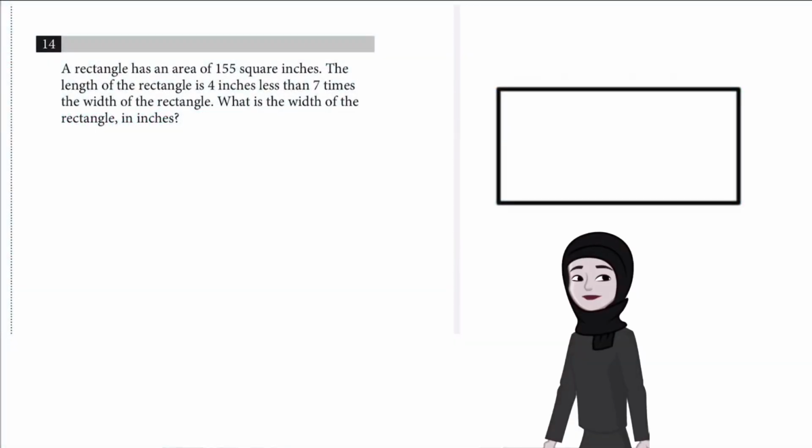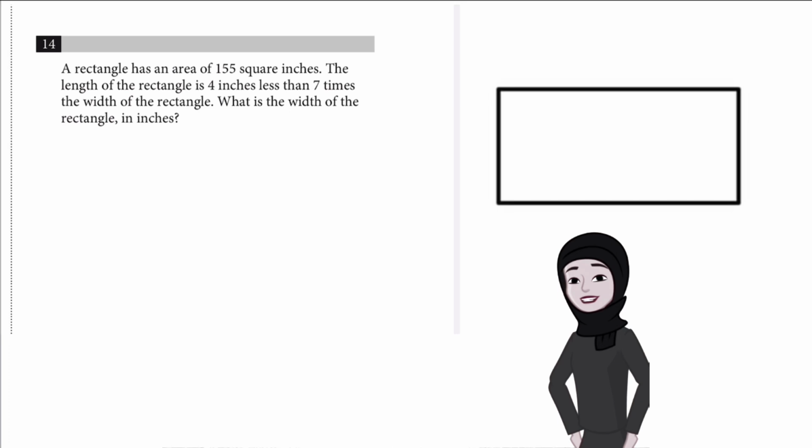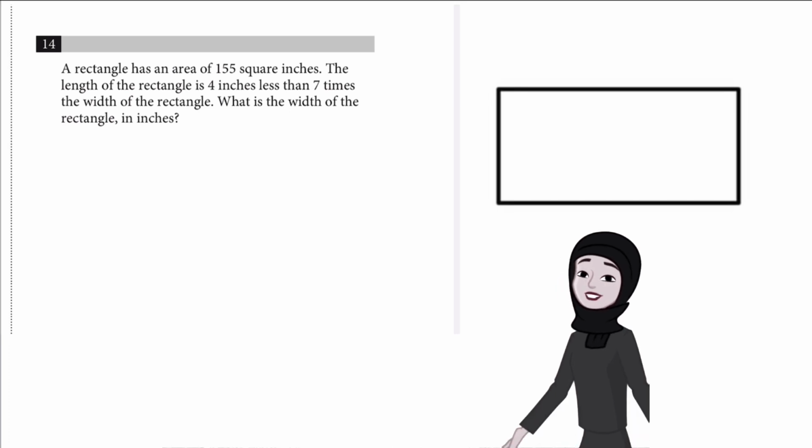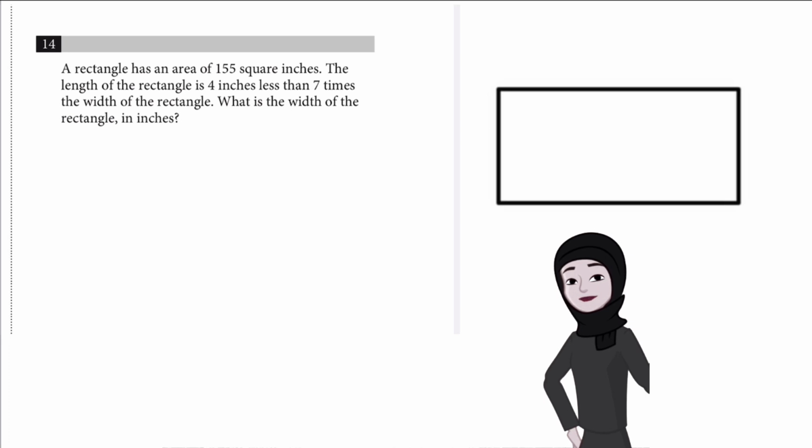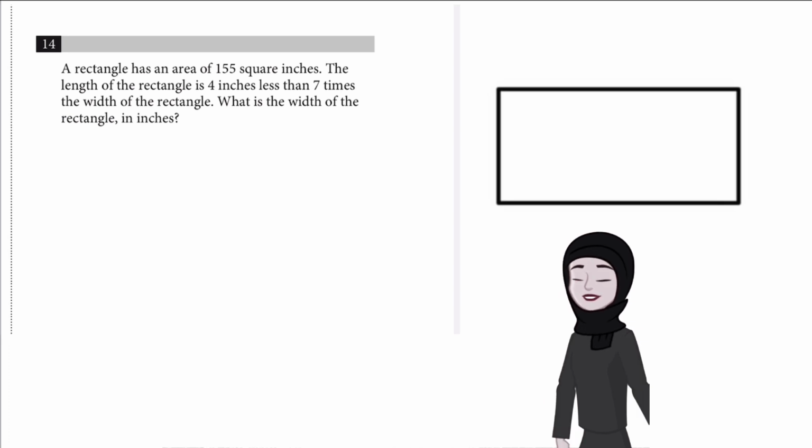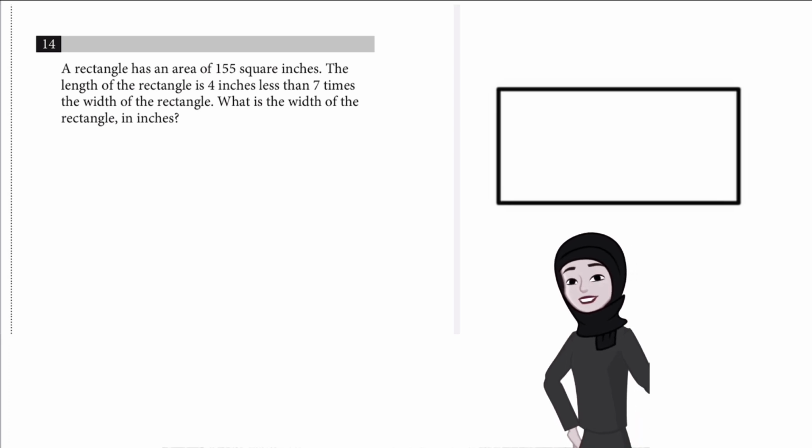Question number 14. A rectangle has an area of 155 square inches. The length of the rectangle is 4 inches less than 7 times the width of the rectangle. What is the width of the rectangle in inches? So no diagram has been provided. We can just draw a rough diagram which looks like a rectangle.